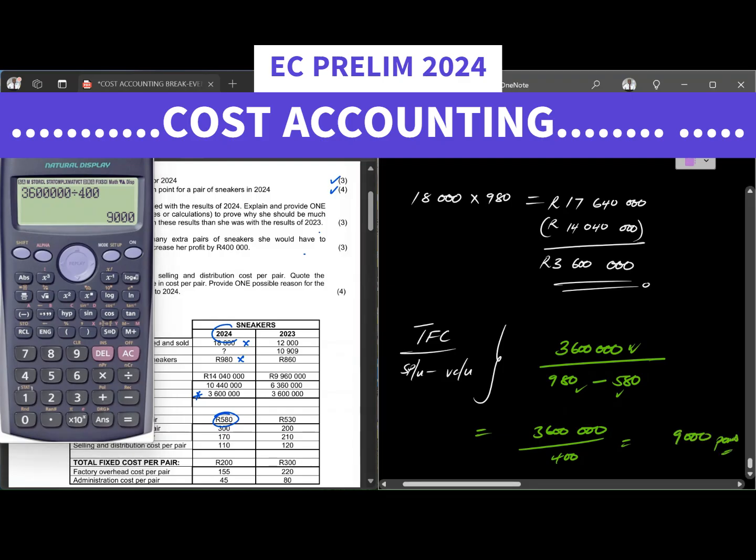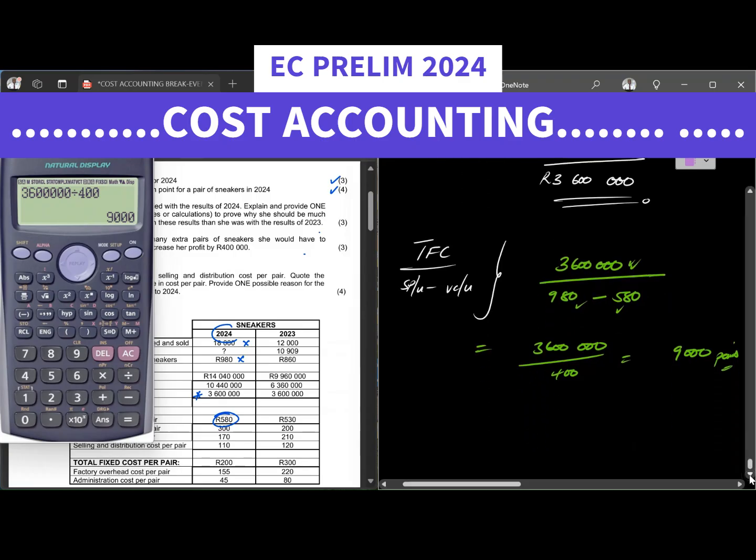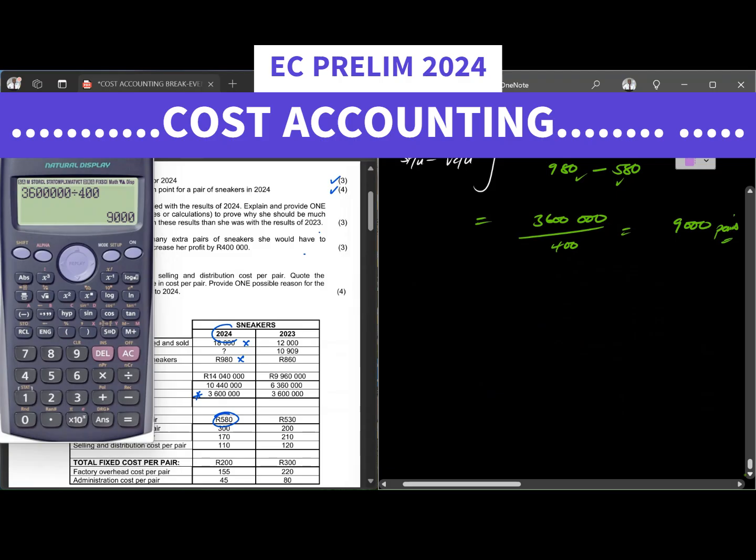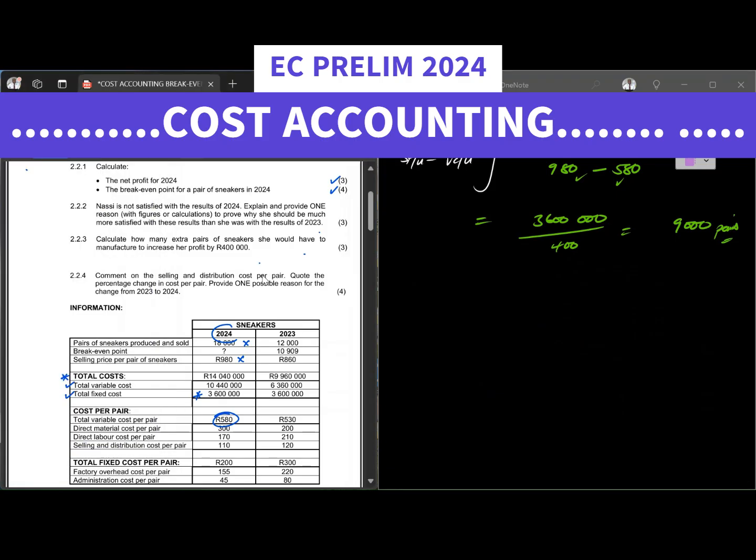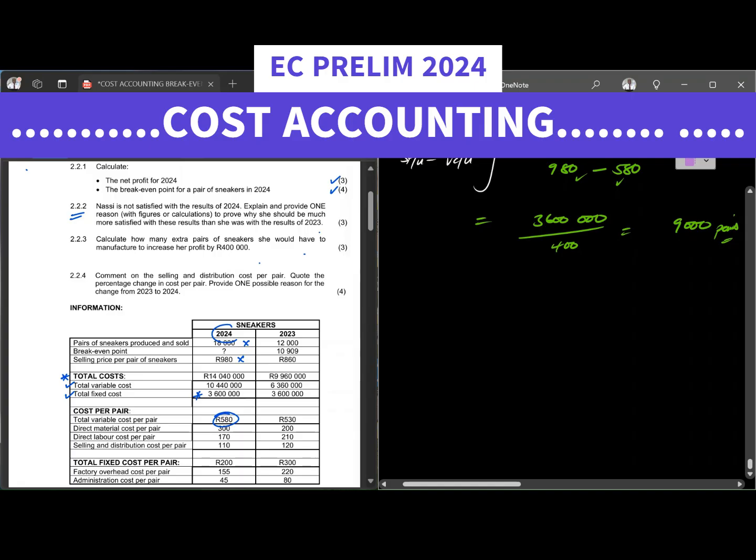Now, remember, the examiner can test this in different ways. They can say calculate the break-even point, or they can say prove that the break-even point is 9,000 pairs. They just want to see you breaking down the calculation. So there are different ways in which the examiner can test you on the break-even point calculation. Okay, so I'm just going to quickly go on to 2.2 and try to answer that one as well.